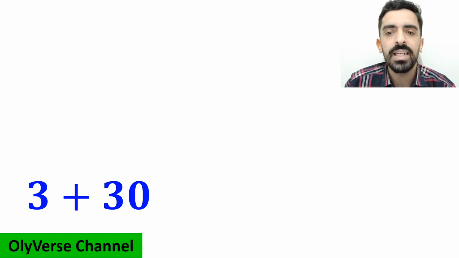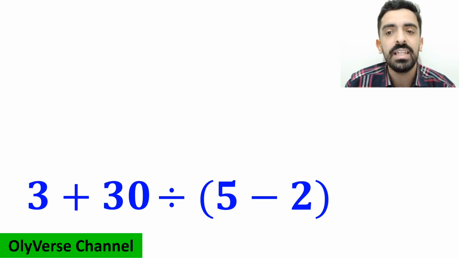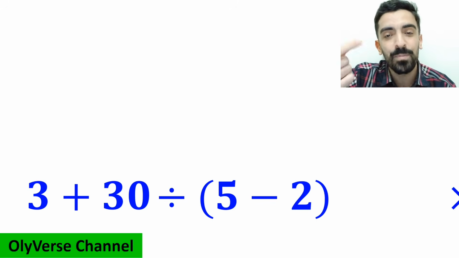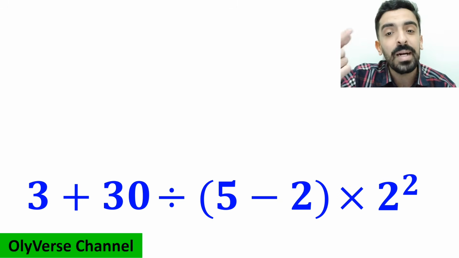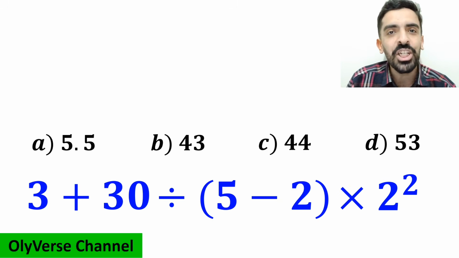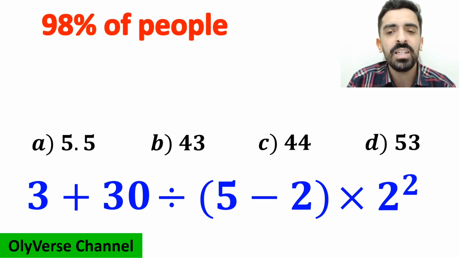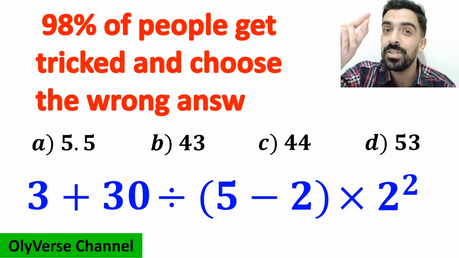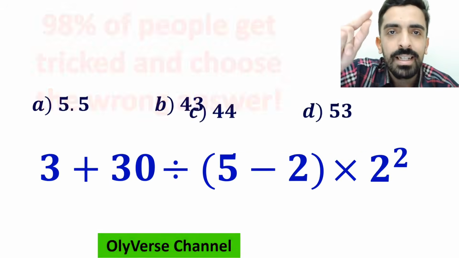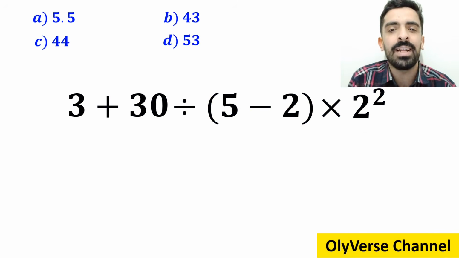What is the value of the expression 3 plus 30 divided by (5 minus 2) and multiplied by 2 squared? Which option do you think is the correct answer to this question? 98% of people get to read and choose the wrong answer. Let's take a closer look and solve it together.